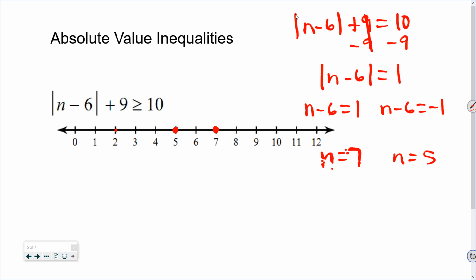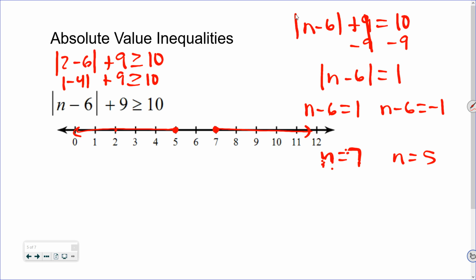2 is on the outside. So if I plug 2 in, I get the absolute value of 2 minus 6, plus 9, is greater than 10. Well, 2 minus 6 is a negative 4, but the absolute value of negative 4 is positive 4. So I end up with 4 plus 9 is 13. Is 13 greater than 10? It is, so that's a true statement. So that means 2 works, so I've got to shade outside.